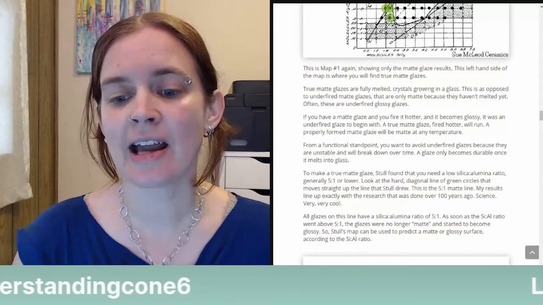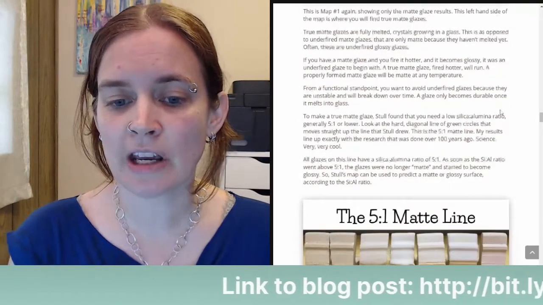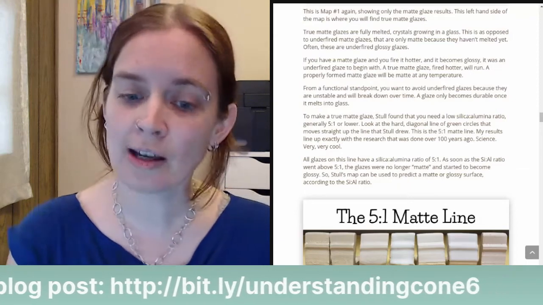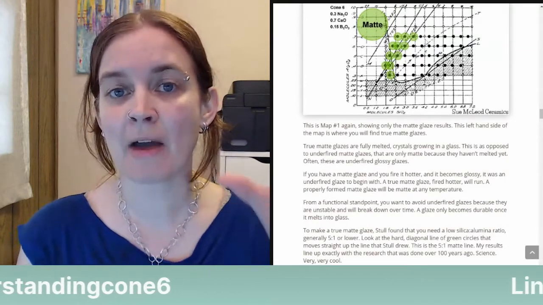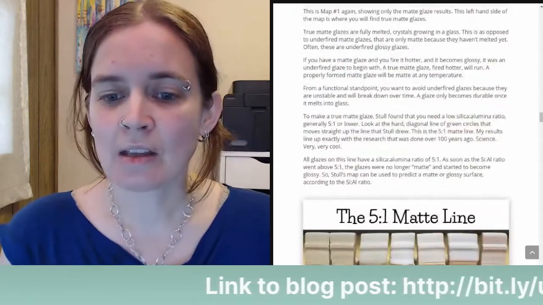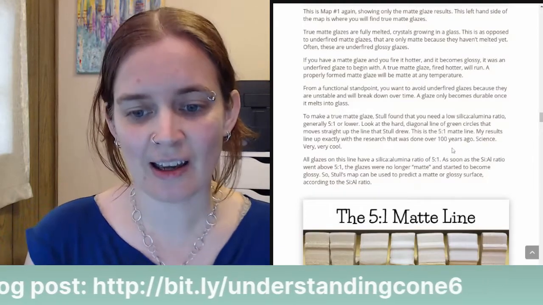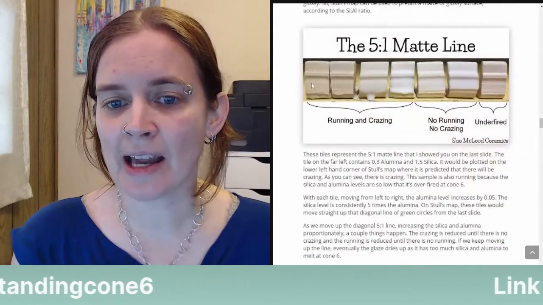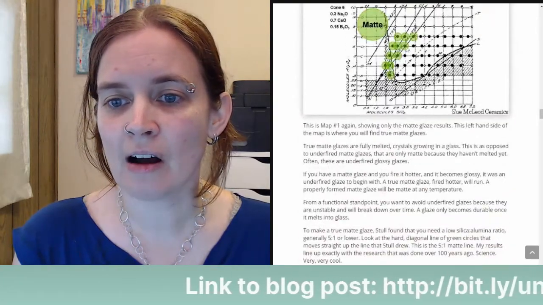All glazes on this line have a silica to alumina ratio of 5:1. As soon as the silica to alumina ratio went above 5:1, the glazes were no longer matte and started to become glossy. And so kind of in between matte and glossy, I was getting some semi-matte or satin surfaces. So Stull's chart can be used to predict a matte or glossy surface according to the silica to alumina ratio. So here's that 5:1 matte line. These are the actual test tiles that fall on this line here.